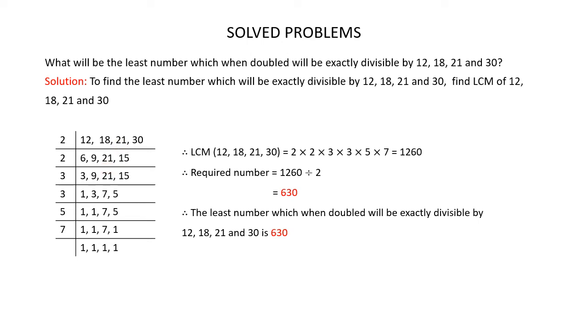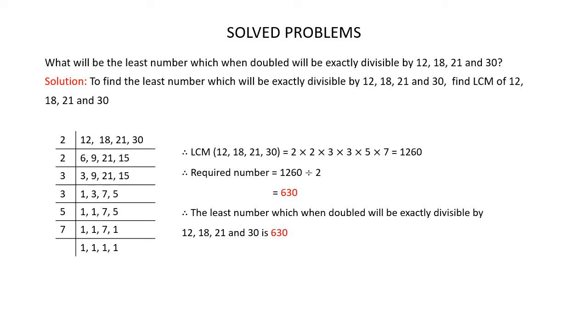30 divided by 2 is 15, write 15 in the next row. Again divide by 2. 6 divided by 2 is 3, write 3 in the next row. Write this 9 as it is in the next row, 21 as it is in the next row, 15 as it is in the next row.